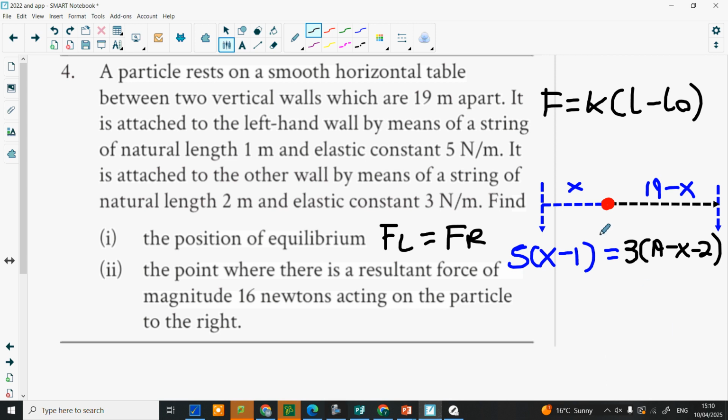Right, guys, so we're setting up forces left versus forces right for the position of equilibrium. The force to the left is a 5 Newton, the K value is 5, the extension is x, and the natural length is 1, while on the other side the K value is 3, its length is 19 minus x, and its natural length is 2. And now we're just going to put this through here.